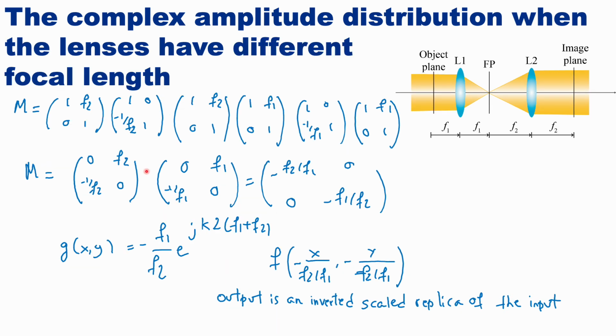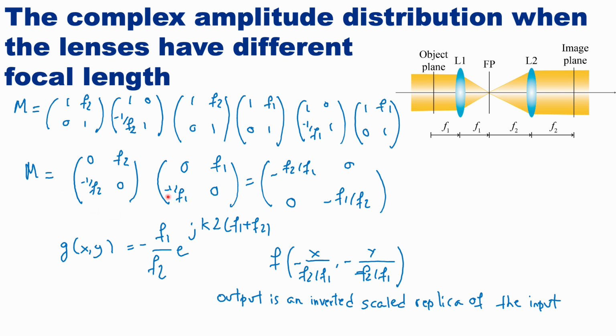So in a general case, we don't call it strictly a Fourier system, which means that the two lenses have the same focal length, but we also call them Fourier systems when there are two converging lenses with different focal lengths. So if we work the matrix, we have the propagation from the second lens to the image plane, the second lens matrix, then the propagation from the Fourier plane to the second lens, the propagation from lens 1 to the Fourier plane, the matrix of lens 1, and then the propagation from the object plane to L1.